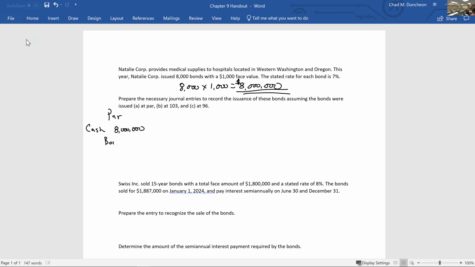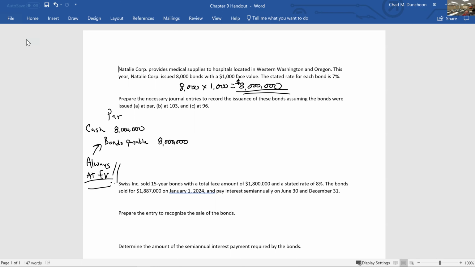And we will credit bonds payable for 8 million. Bonds payable always at face value. Remember that is important, okay?